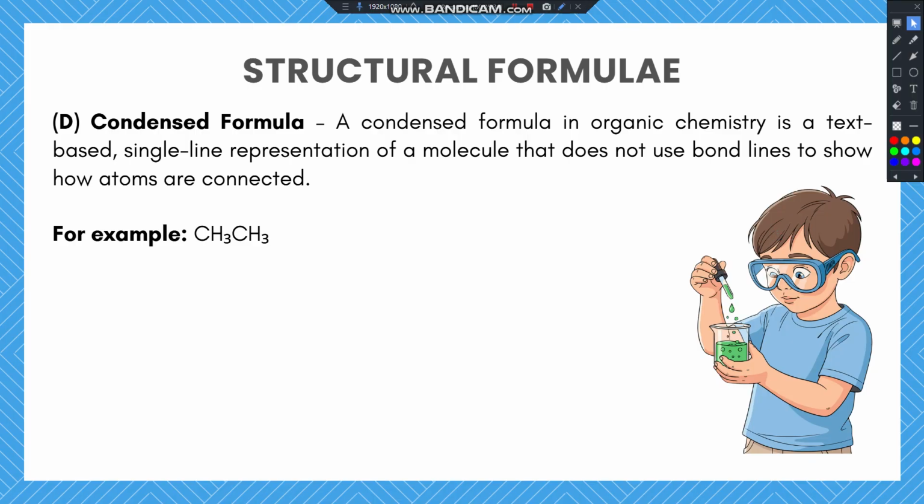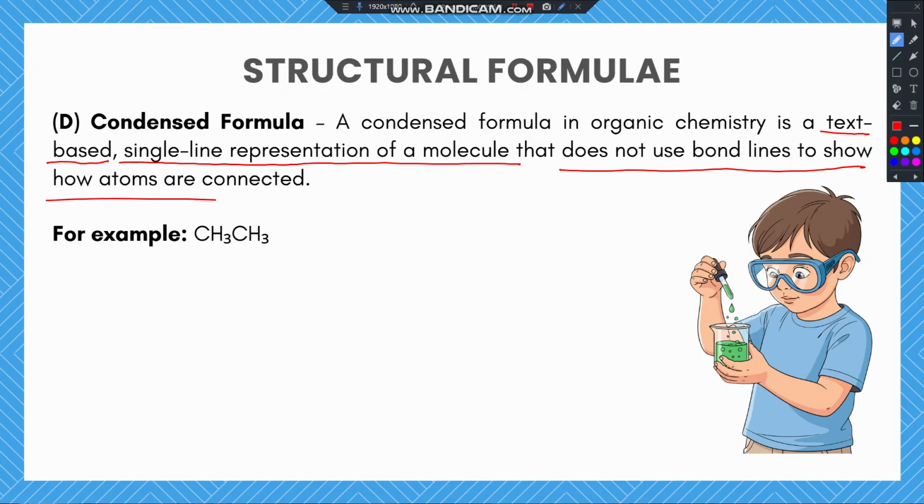And then last of all is called the skeletal, okay, before we get to that, we have another one, the penultimate one. We have the condensed formula. So the condensed formula in organic chemistry is a text-based, it uses letters, text-based single line representation of a molecule that does not use bond lines to show how atoms are connected. So for example, we have this over here.